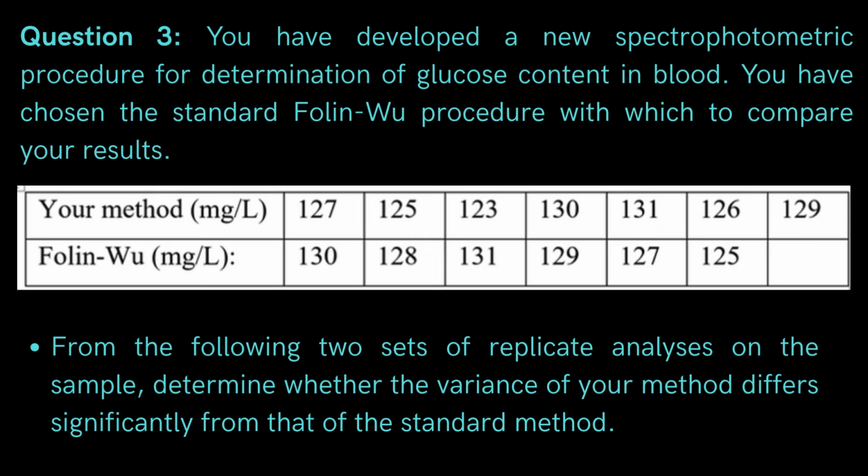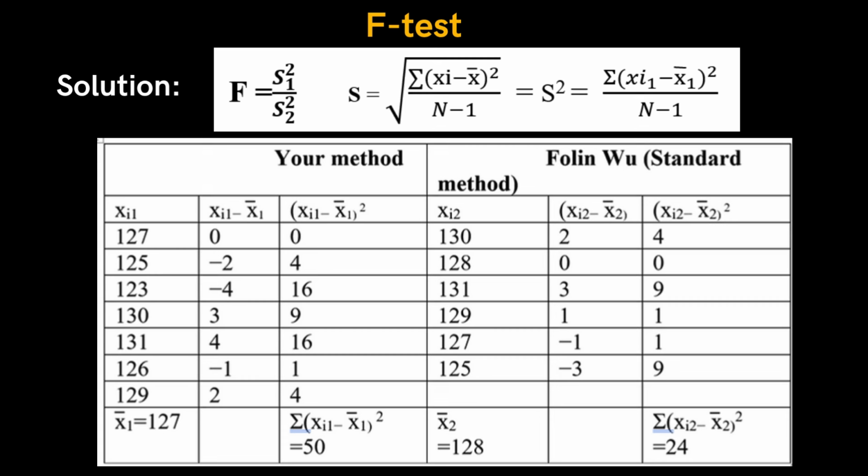From the following two sets of replicate analyses on the sample, determine whether the variance of your method differs significantly from that of the standard method. This type of question can be asked for the F-test. Let's see here how we can solve this type of question. As we know, F is equal to the ratio of the squares of S1 and S2, where S1 is the standard deviation of your tested method and S2 is Folin-Wu or standard method, where the square of standard deviation becomes the summation of xi minus x bar to power 2 divided by n minus 1, where n is the number of observations.